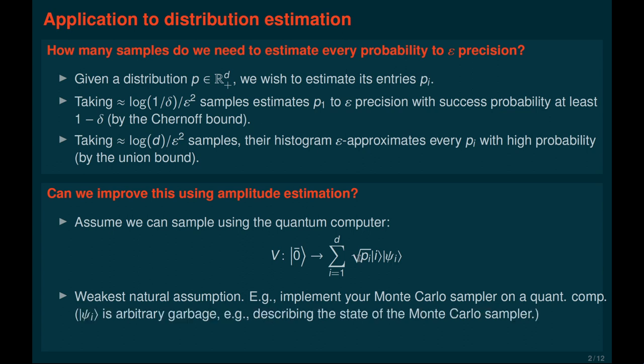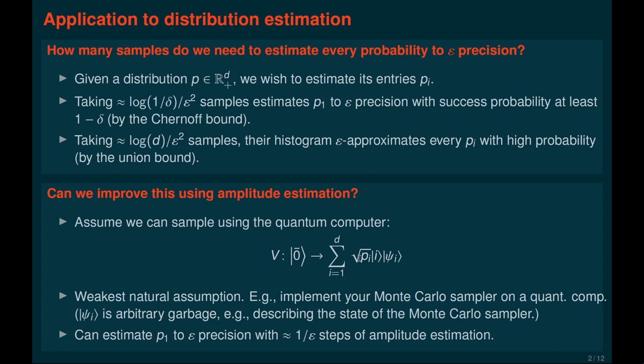Okay, and so it's important that sometimes people assume a stronger input model when this garbage state is not present, but that makes it a much stronger assumption. And think about this psi I, for example, if you consider the Monte Carlo sampling example that I told you, it kind of describes the state of your Monte Carlo sampler, how it got to that particular sample. This is in general hard to erase, so if we assume that there is some garbage state, then that greatly enhances the applicability of this result because it applies more generally.